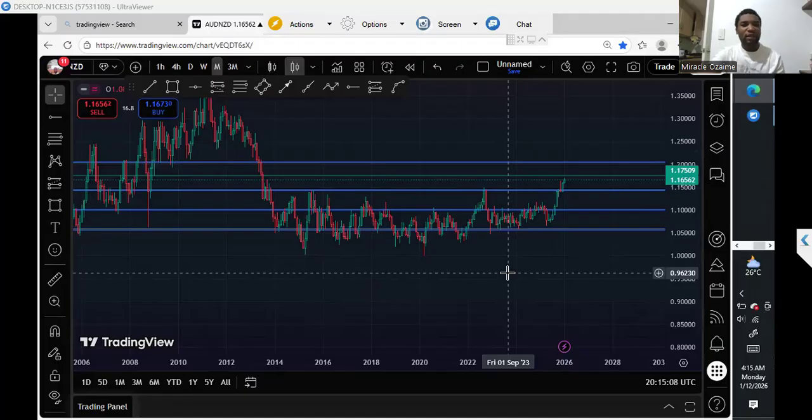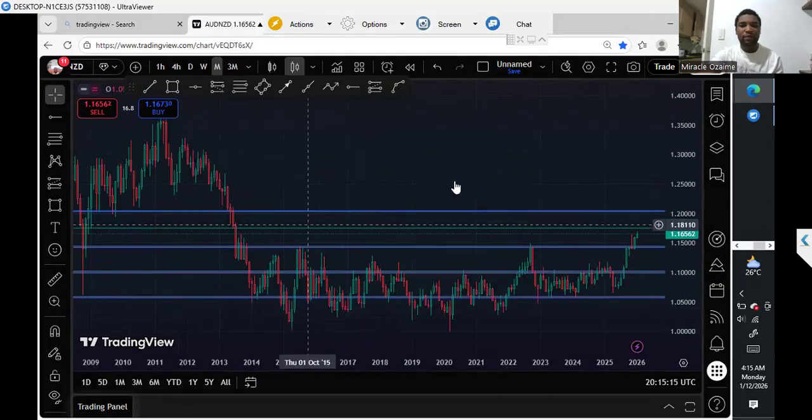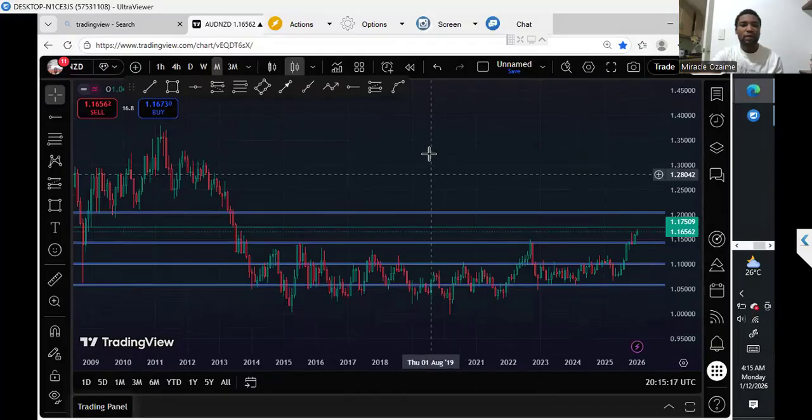Today I will be looking at AUD New Zealand. On AUD New Zealand, as usual, I come on the monthly time frame. What do I check on the monthly time frame? I check what price is doing on the monthly time frame.